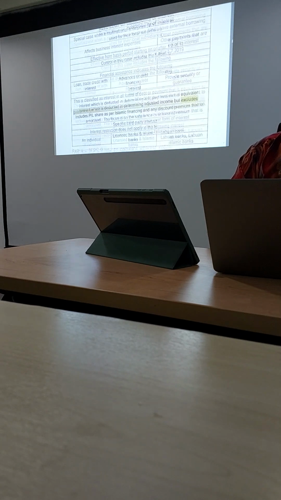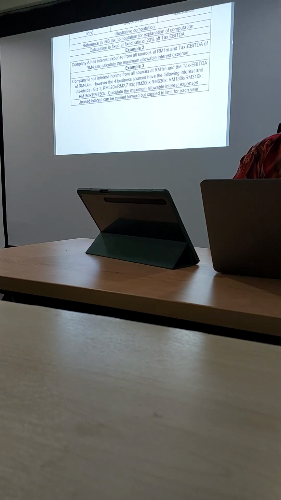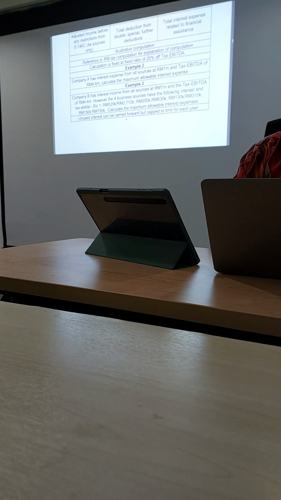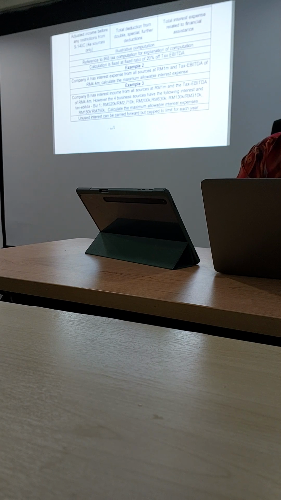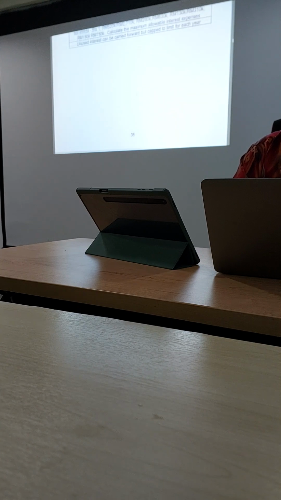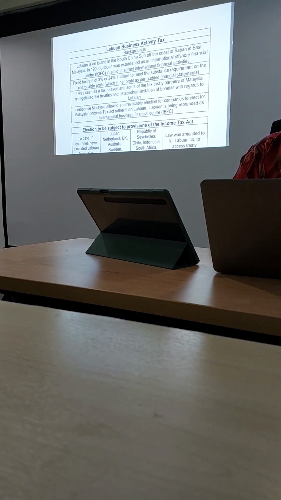Okay, right. We're looking at this example here. Very simple one. A company A has interest expense of 1 million, tax EBITDA of 4.4 million. Okay, calculate the maximum allowable interest expense. Well, if your tax EBITDA is 4.4, how much is your allowable interest? Allowable interest 4.4 million. Already done, right? Example 2 and 3 done. Okay. Example 3 also done.